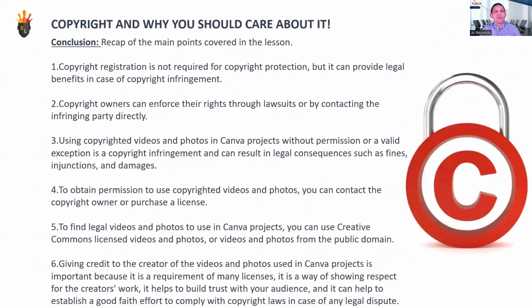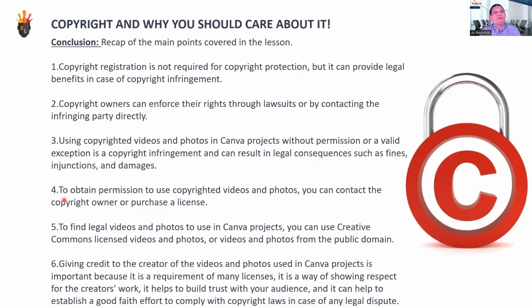So I think we're coming towards the end of today now. Conclusion: copyright registration is not required for copyright protection, but it can provide legal benefits in case of copyright infringement. But like I said, if you have evidence, you're good. Copyright owners can enforce their rights through lawsuits or by contacting infringing parties directly, like I do with CopyTrack, that website. Using copyrighted videos and photos in Canva projects without permission or a valid exception is a copyright infringement and can result in legal consequences such as fines, injunctions, and damages. Don't do it. Okay, we covered it.